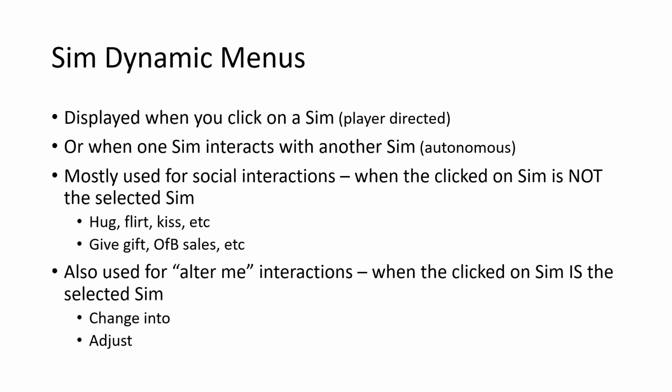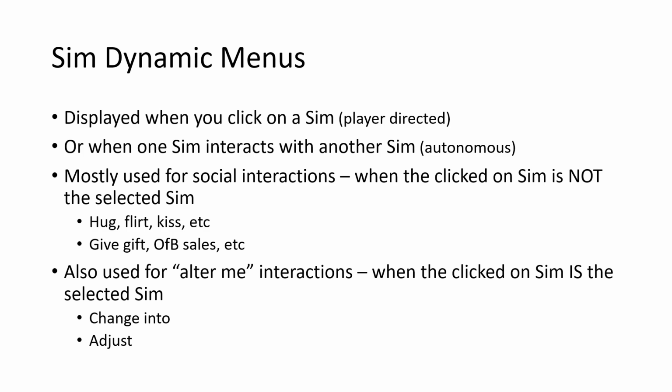So very briefly, we're going to look at sim dynamic menus, because if I say, oh well, dynamic menus only relate to objects, somebody's going to turn around and say, what about a sim? Well, sims are objects, but they operate differently. They are displayed when you click on a sim, player directed, or when one sim interacts with another, autonomous interaction. They are mostly used for social interactions, so the hug, flirt, kiss, give gift, OSB sales, and all of those things.